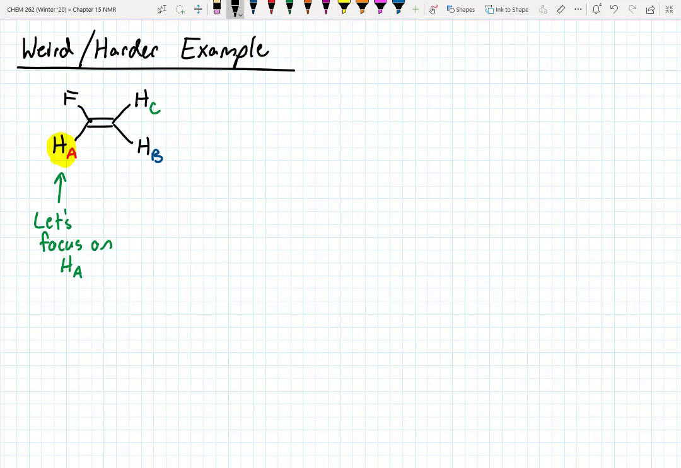So let's do the same thing here. I'm going to draw a solid line, and I'm going to say that this is HA, that is unsplit. Make sense? So right now we're just imagining that there's no neighboring splitting going on. All right, we know that it can be split by both HC and HB because they're three bond neighbors. So let's do them one at a time. Okay, so let's do HC first because HC actually is a little bit more powerful when it comes to splitting.